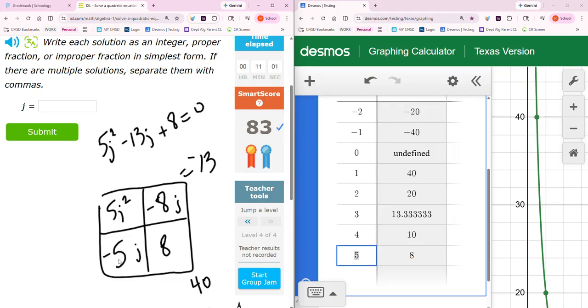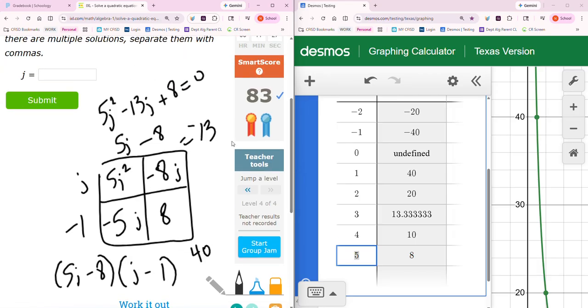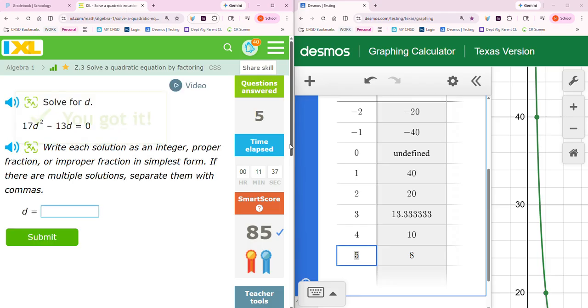It really doesn't matter which order you put these in. Since this is 5 and this is 5, this is going to be 5j up top, and j is going to be there. That's going to be minus 8 on that side, and 5 divided by 5 is going to be negative 1. So that tells me my factors are going to be 5j minus 8 and j minus 1. So that means my solutions are going to be 8 divided by 5, comma, and positive 1. And we're done.